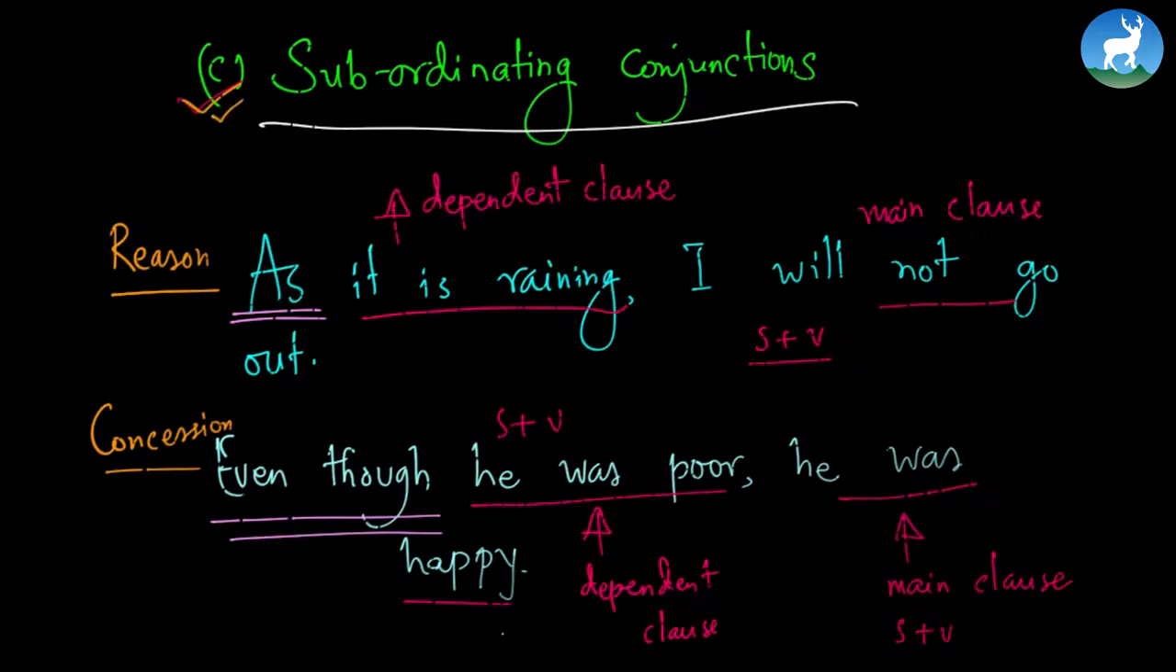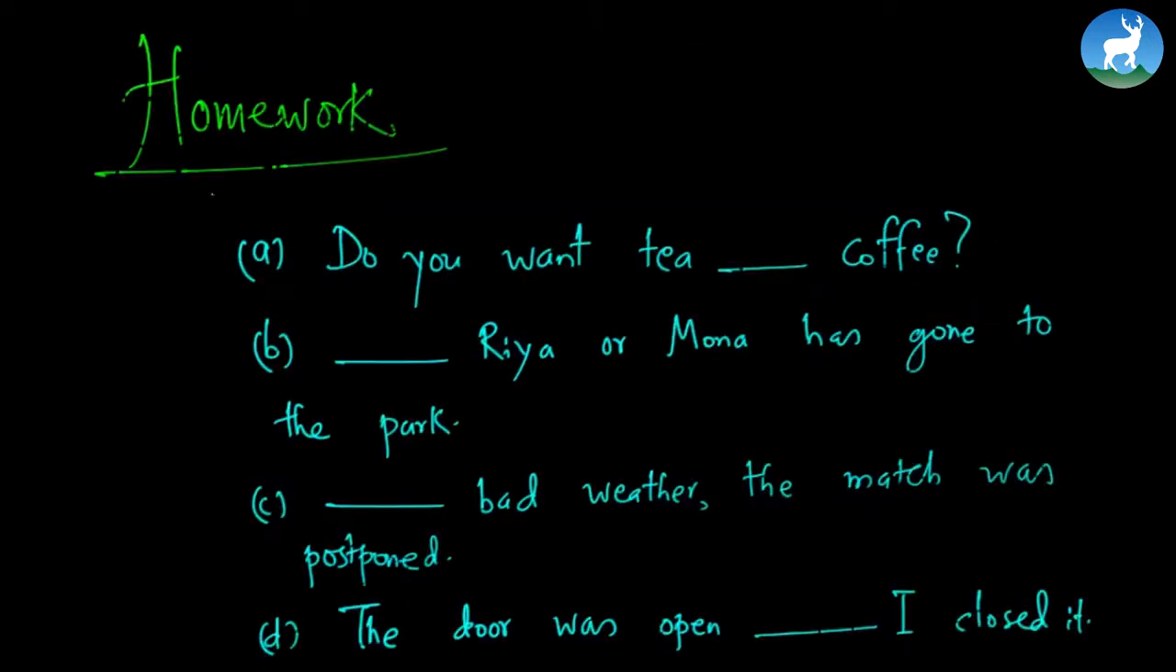Now, let me give you some questions for homework. Alright, these are the 4 questions you need to do as your homework. All you have to do is fill in these blanks with proper conjunctions. Do you want tea, blank space, coffee? Just fill the correct word there. Blank space, Ria Mona has gone to the park. Blank space, bad weather, the match was postponed. The door was open. Blank space, I closed it. Alright, so this is the homework section. I guess you can do it. The questions are pretty easy.